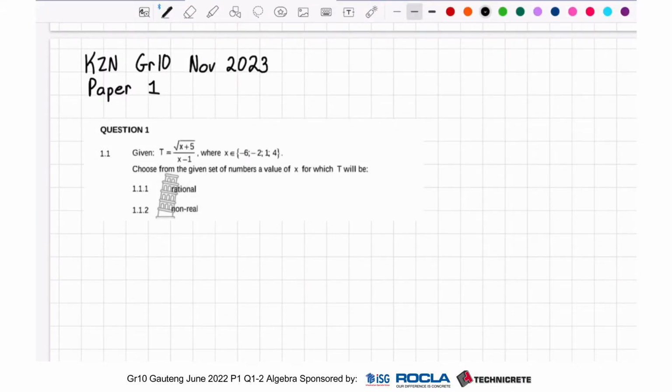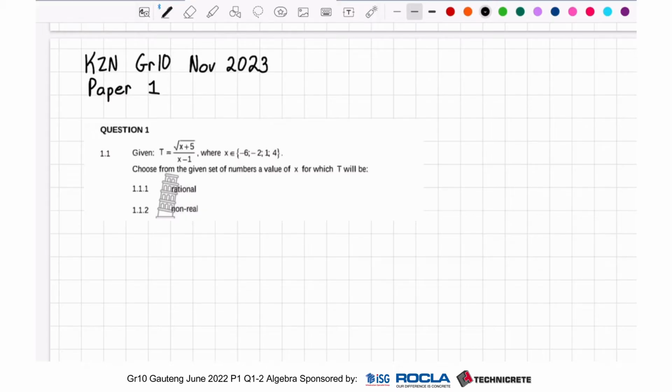KZN, grade 10, November 2023, and this is paper 1. So for question 1, we're given this expression for t. It says t is equal to the square root of x plus 5, divided by x minus 1, and we're told that x is a number from this set: minus 6, minus 2, 1, or 4.